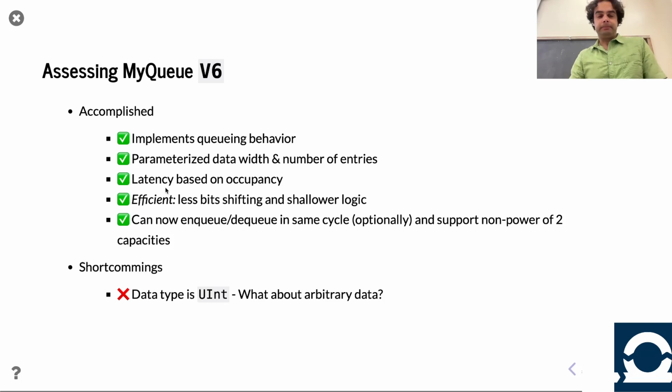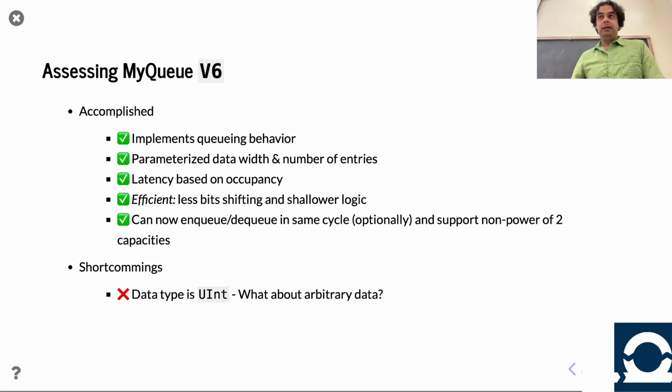How are we doing? So queuing behavior, parameterized, latency based on occupancy. It's efficient, not very bit shuffling. We can now enqueue and dequeue in the same cycle, optionally, depending on what we want to do, and support non-power of two memory capacities. That's pretty spiffy. So what are we missing?